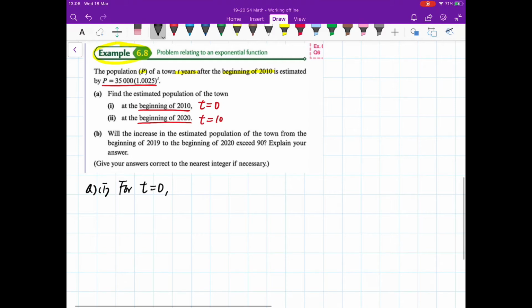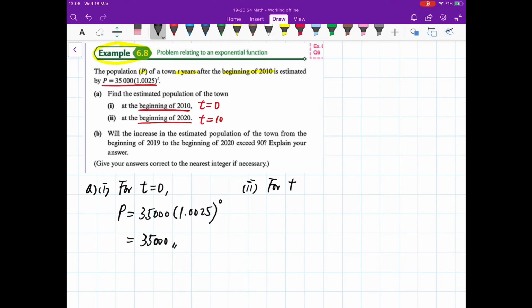For A1, for T equals 0, P is equal to, then we can calculate it. Then we have the answer of 35,000. Similarly, for A2, this time we will substitute T equals 10.